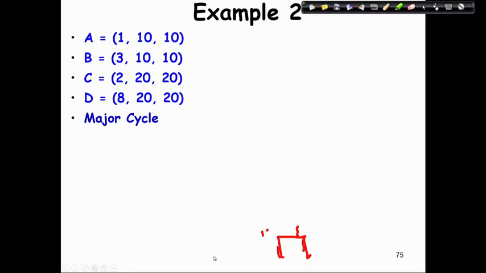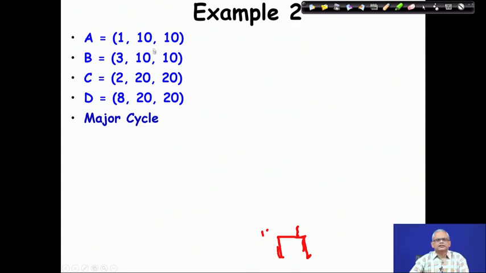Now, let us look at another example. We have 4 tasks A, B, C, D with execution times of 1, 3, 2, 8, and their periods are 10, 10, 20, 20. Now, how do we find the major cycle? The major cycle is the LCM of the task periods, and here there are only 2 periods, 10 and 20. So, the LCM of 10 and 20 is 20.